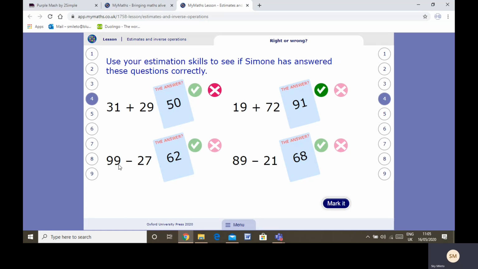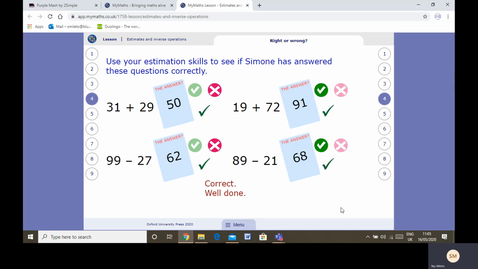It's only one more. So I think that's probably right. And this number is nearly 100 and this number is nearly 30. So it's around 100 take away 30. 100 take away 30 would be 70. 62 might be a little bit too far off 70, I think. And this one, I've got 90, 89 plus 1 is 90, so I can round it up to 90. 21 is very close to 20. 90 take away 20 is 70. 68 is only 2 less than 70, so I think that one's right.